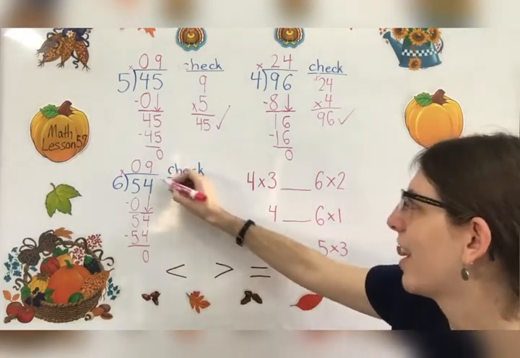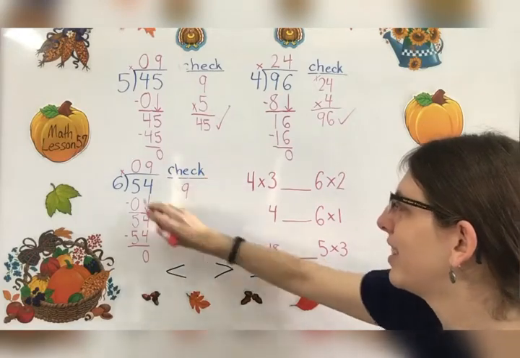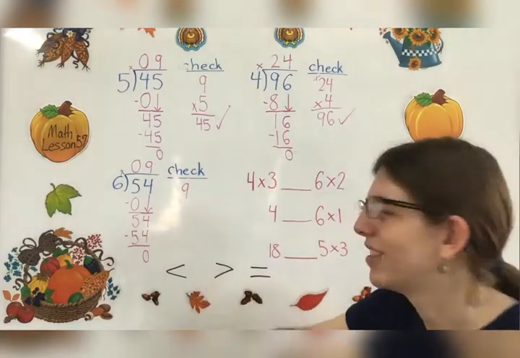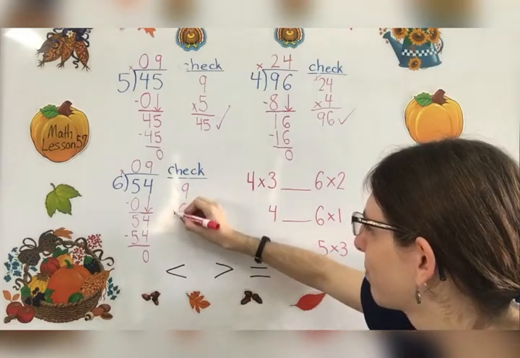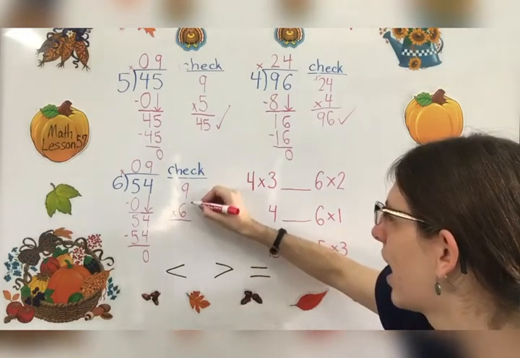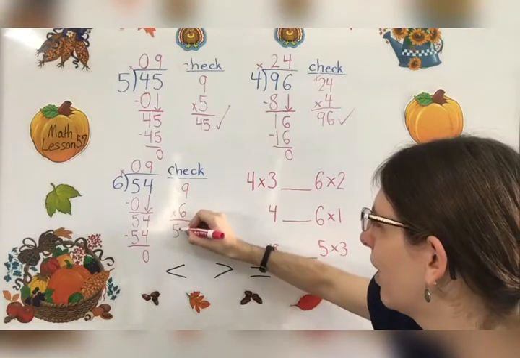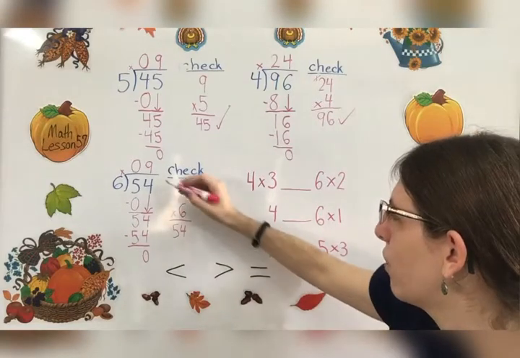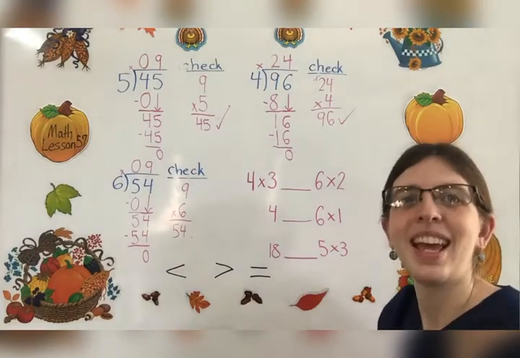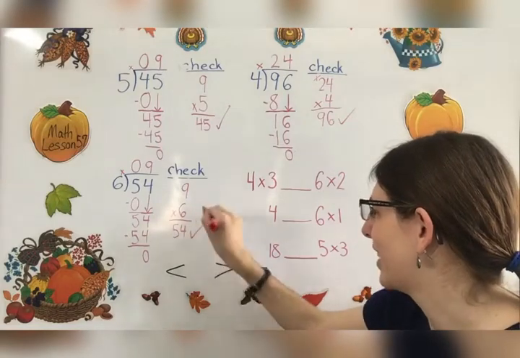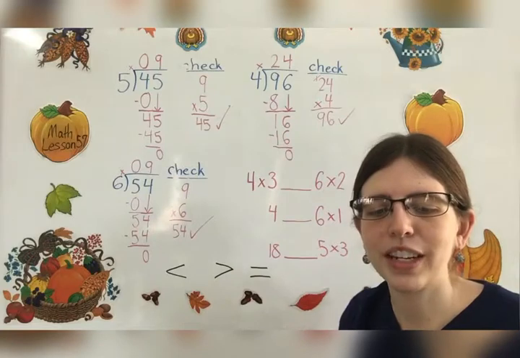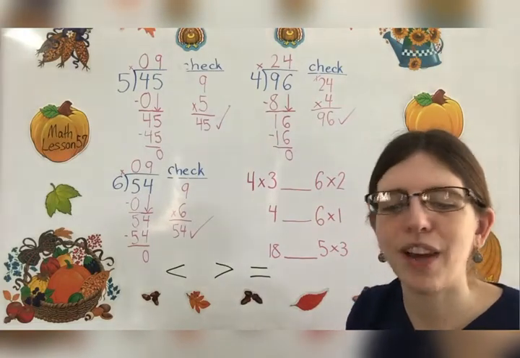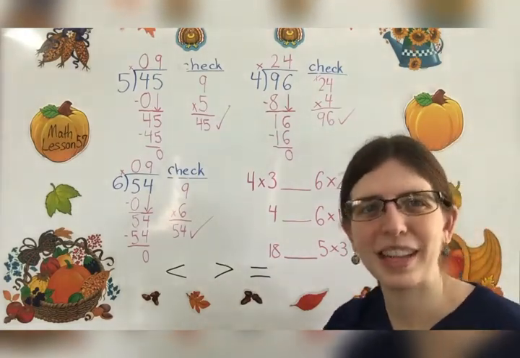Okay, let's check it. I have 9. Remember, I don't need the 0 in front, because it doesn't mean anything. So I have 9 times 6. 9 times 6 is 54. 54, does it match 54? Yes, it does. So my answer is correct. Very good. All right, you need to do letter D, which is 72 divided by 4, all by yourself. Let me know how you do.